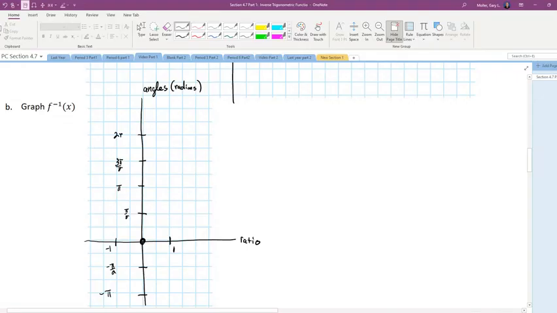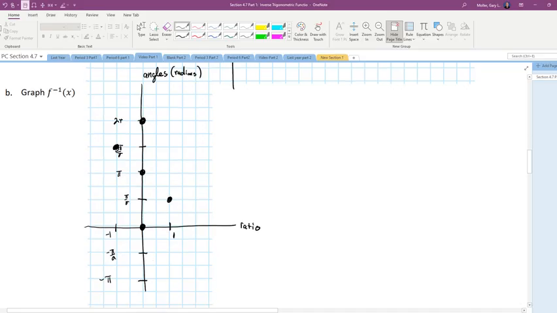So, again, 0, 0 becomes 0, 0. We go over to pi over 2, and we get a value of 1. And so we're going to reverse that and go to 1 and up to pi over 2. The point pi, 0 is on sine, so we have 0, pi. The point 3 pi over 2 is negative 1, so we reverse that and get negative 1 and 3 pi over 2. And then back to 0 and 2 pi. Negative pi over 2 is negative 1, and negative pi is back to 0. So we're getting a graph that looks like this. And now we can clearly see it's not a function because it fails the vertical line test almost, well, in fact, everywhere.